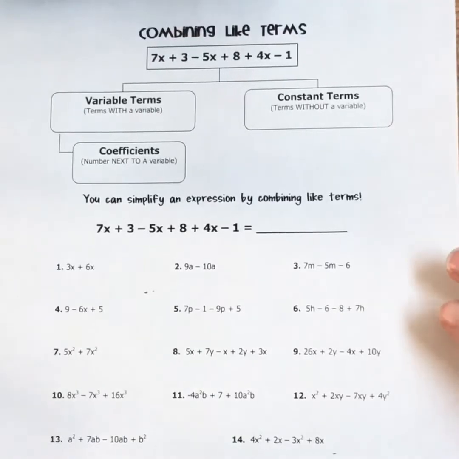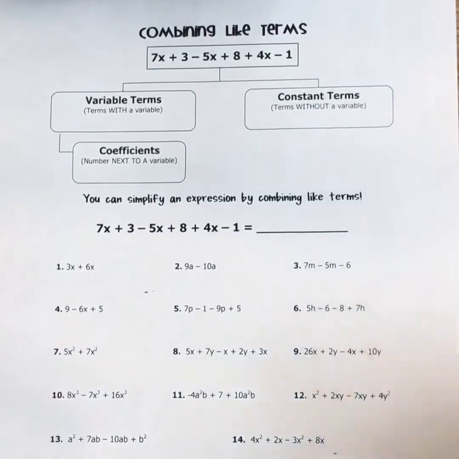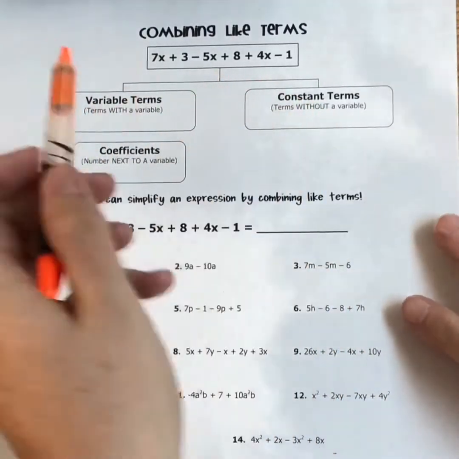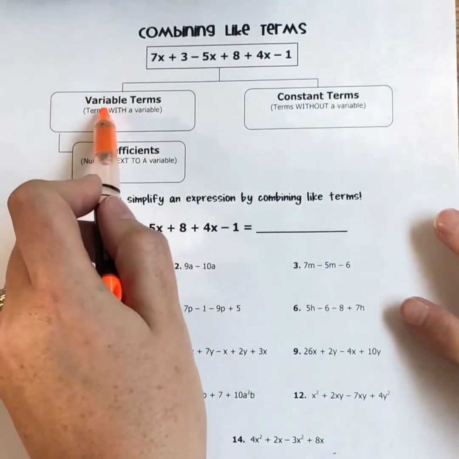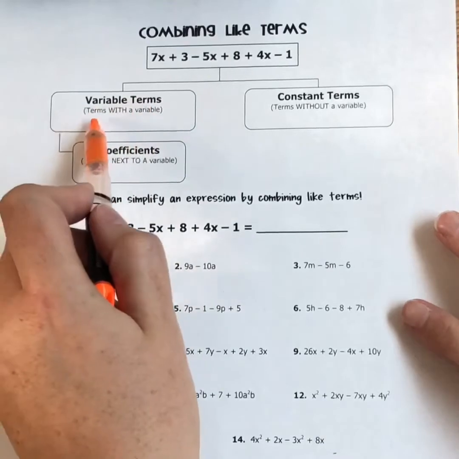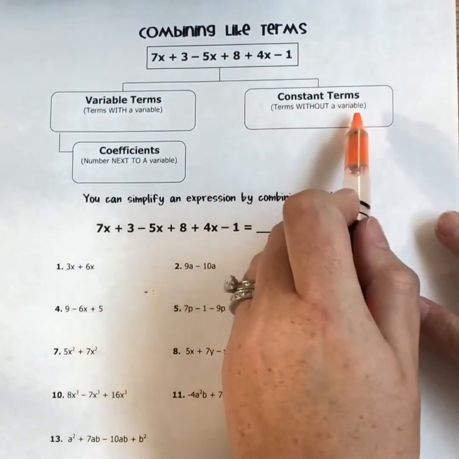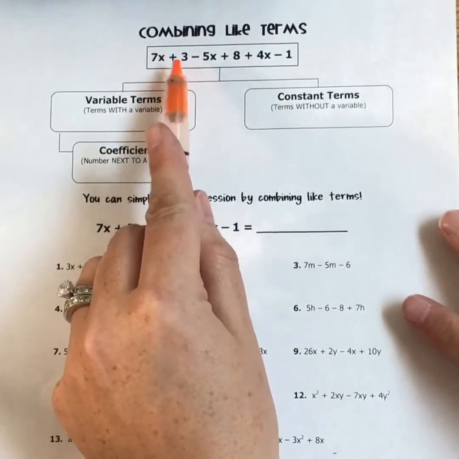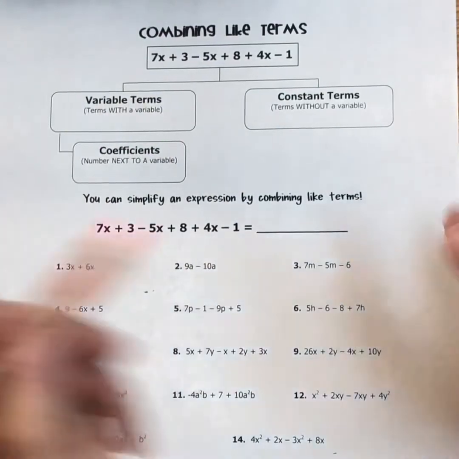Okay, so this lesson is on combining like terms. And when we talk about like terms, we're talking about two groups, basically. We can organize each term into variable terms, in other words, terms with a variable, or constant terms, that means terms without a variable. And the sign in front, whether it's adding or subtracting, tells essentially if the term is positive or negative.